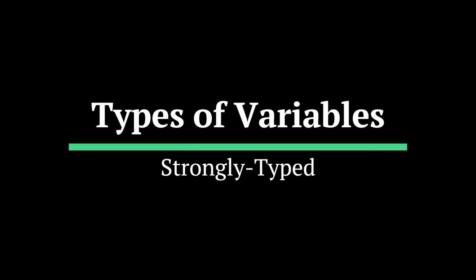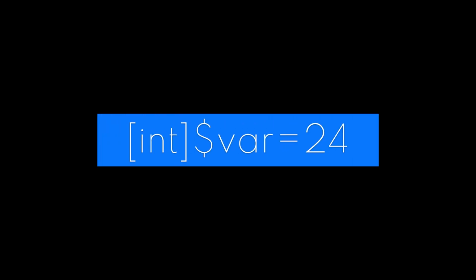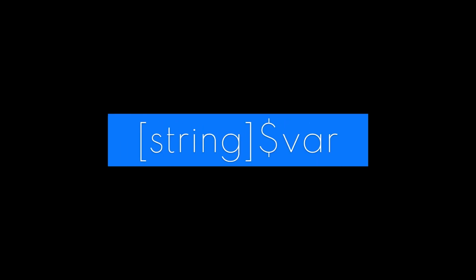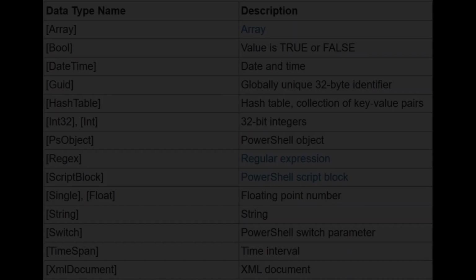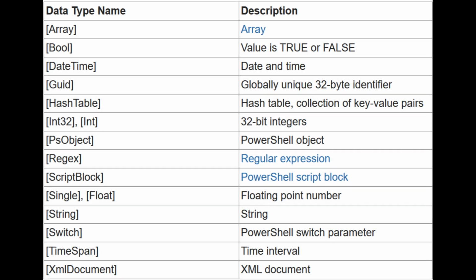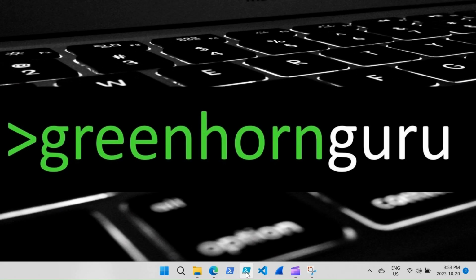Strongly typed. These variables are bound to specific data types when declared, and their data type remains fixed throughout their lifetime. Type checking is enforced at compile time, ensuring consistency and reducing the risk of type-related errors. Here is a list of common data types. Let's open ISE and create some variables.